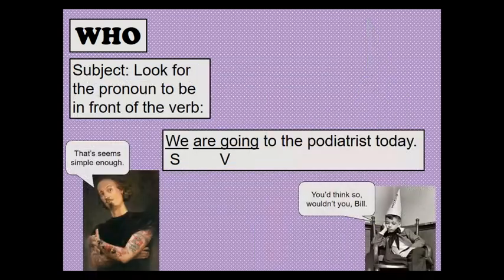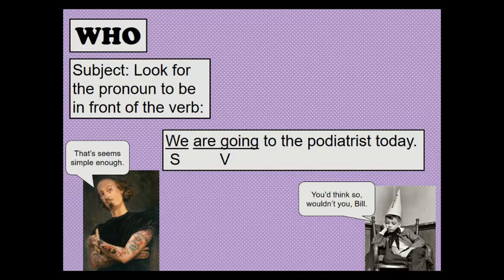Let's just do a little review. A subject is going to be in front of a verb. If I said, we're going to the podiatrist today, we would use the word we, or any of those pronouns would fit there, because that's a subject sitting in front of a verb.